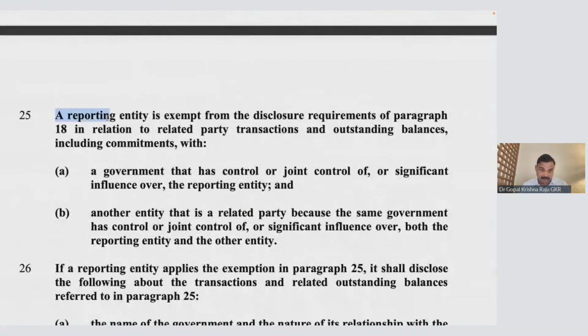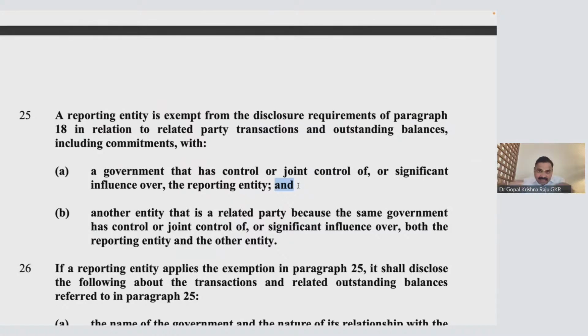A reporting entity is exempt from the disclosure requirements of para 18 in relation to the related party transactions and outstanding balances with a government that has control or joint control, and another entity that is a related party because the same government has control. So, please understand, same government. That is very important. So, government of Tamil Nadu, government of Karnataka, they have control over 2 entities.